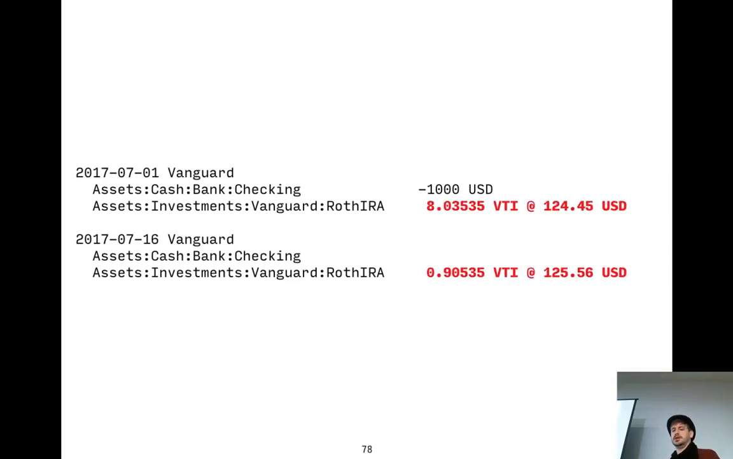The novel expression in this amount, VTI, is because that's being used as a commodity. These transactions say debit the checking account this amount, and credit the Roth IRA account this much of this commodity at this price. The top transaction says how much to debit, while the lower transaction lets Ledger figure that out.